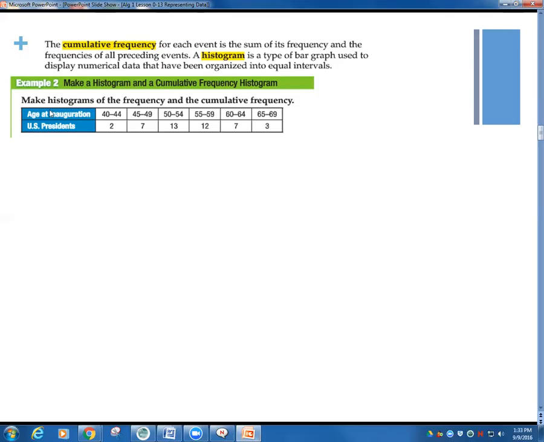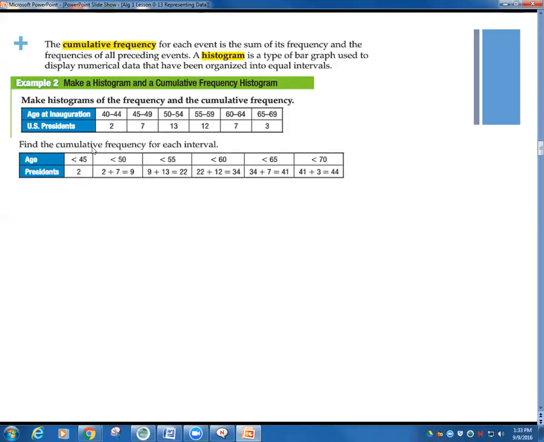So let's make a histogram for the frequency and the cumulative frequency. So this is the age at inauguration, and this is the number of US presidents that were that old when they were brought into office. Okay, so these are age ranges. So the cumulative frequency, so if they're less than 45, which is 40 to 44, there's two of them. If they're less than 50, which is everybody up until 50, you would add these two. And then less than 55 is everybody up to 55, but not including it. So you add all three of those and keep going until you get to all of them.